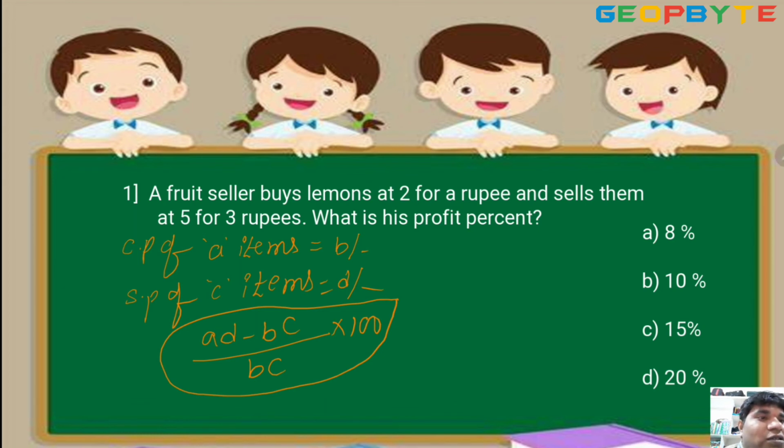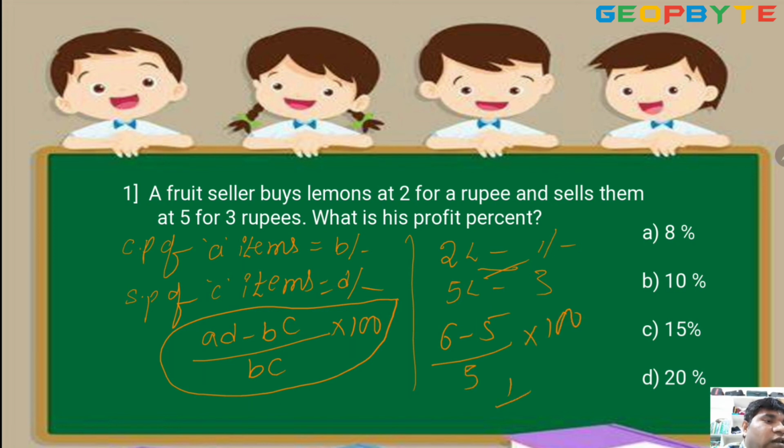So present: cost price of 2 lemons 1 rupee, 5 lemons 3 rupees. AD minus BC, cross: 3 twos are 6 minus 5 upon BC. BC means 1 into 5. So 5 into 100. So 1 by 5 into 100. So what is the answer? 20%. Here we got 3 methods. This type of questions.